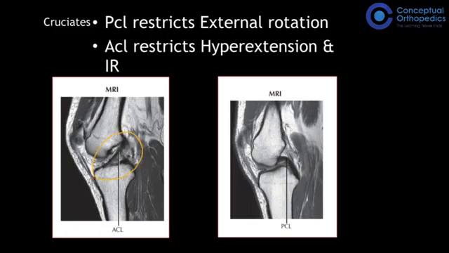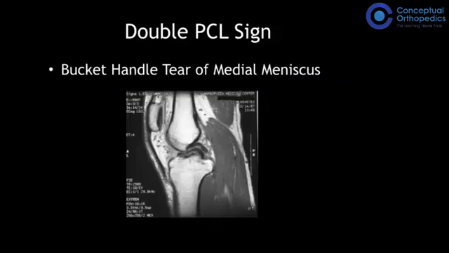is the anterior cruciate ligament, and this is something that prevents the anterior translation of the tibia onto the femur and restricts hyperextension and internal rotation. Whereas the posterior cruciate ligament, the most posterior structure on the upper end of the tibia, restricts the external rotation.